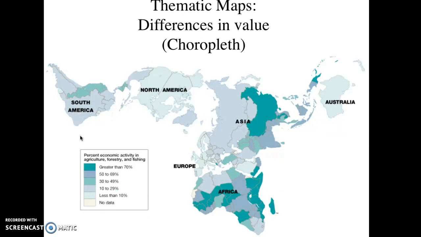If we're looking at differences in value, we're looking at a choropleth map. The choropleth map is going to be different shades of the same color usually. And they're going to show you the percentage of something and how it varies. So here you can see the percentage of economy that's involved in primary economic activities, things like agriculture, forestry, and mining. So you can see, like North America here, the U.S. does not have most of its economic activity in these primary sector activities, but many countries in North Africa and Sub-Saharan Africa, many countries in parts of Asia, they do.